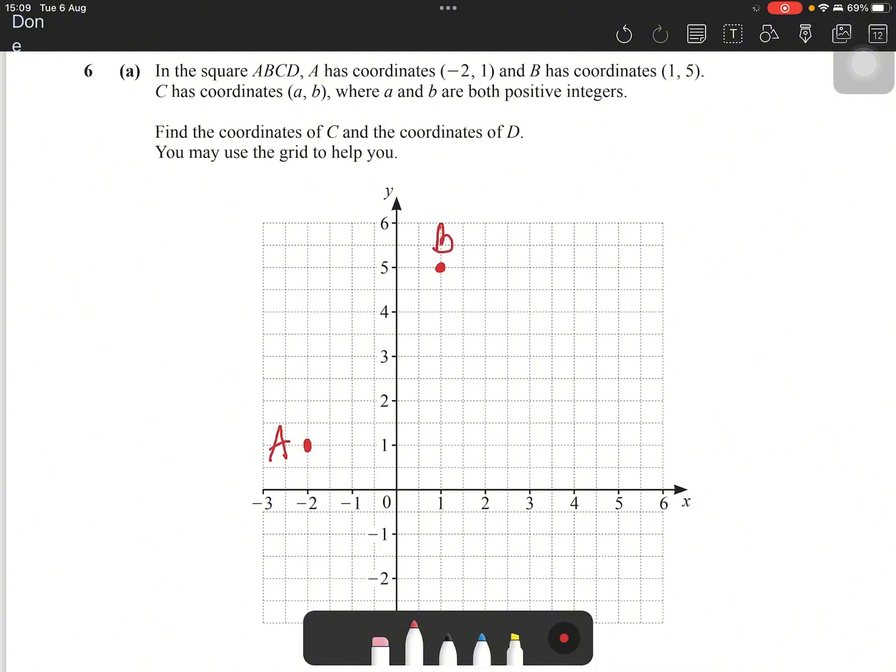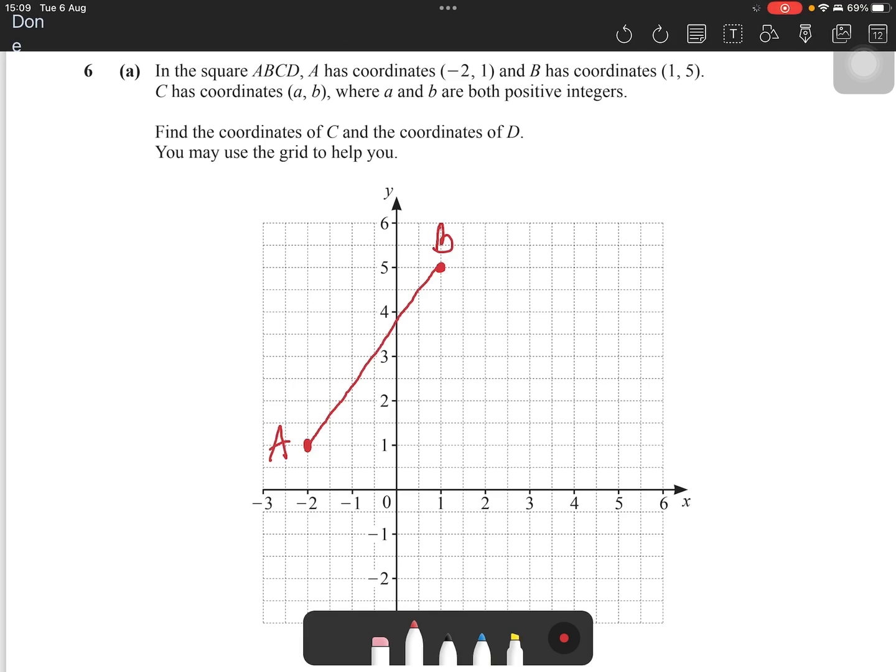C has coordinates (a, b), where a and b are both positive integers. Find the coordinates of C and D. ABCD is a square. So first I'll join A and B together. To find the points C and D, we need to draw a square.